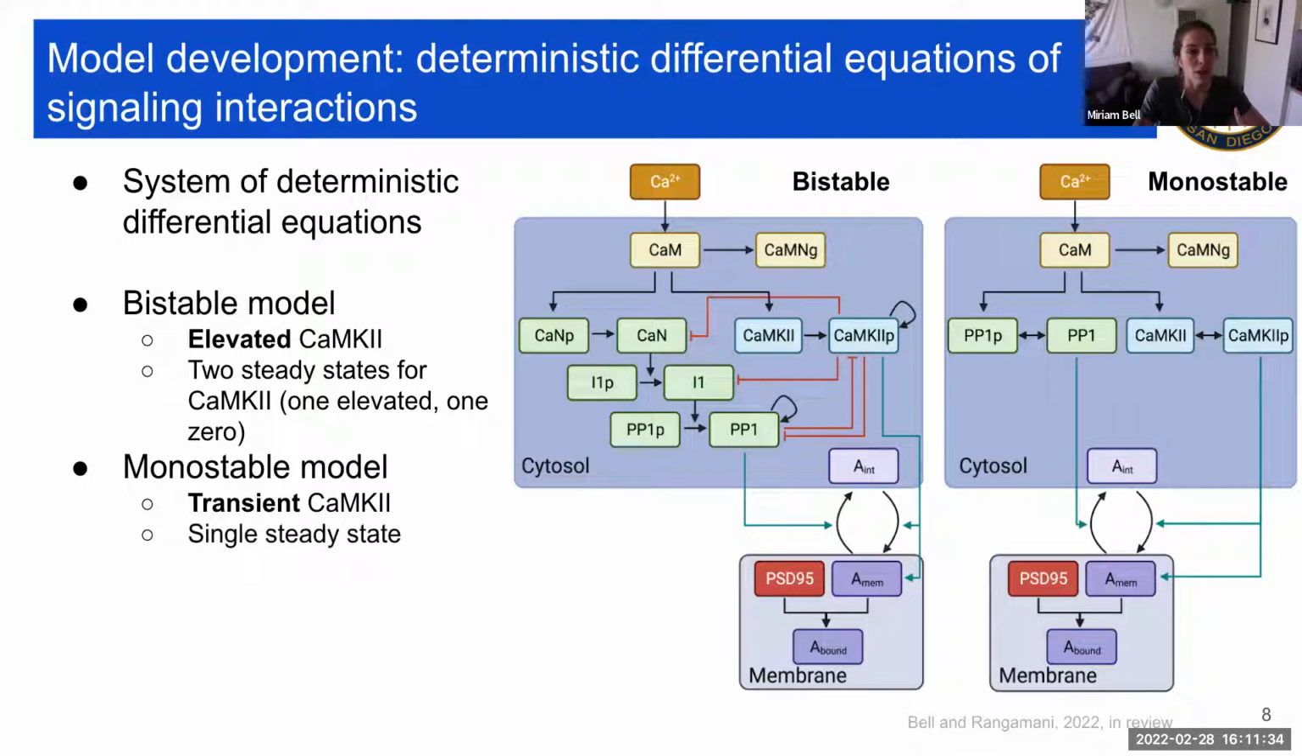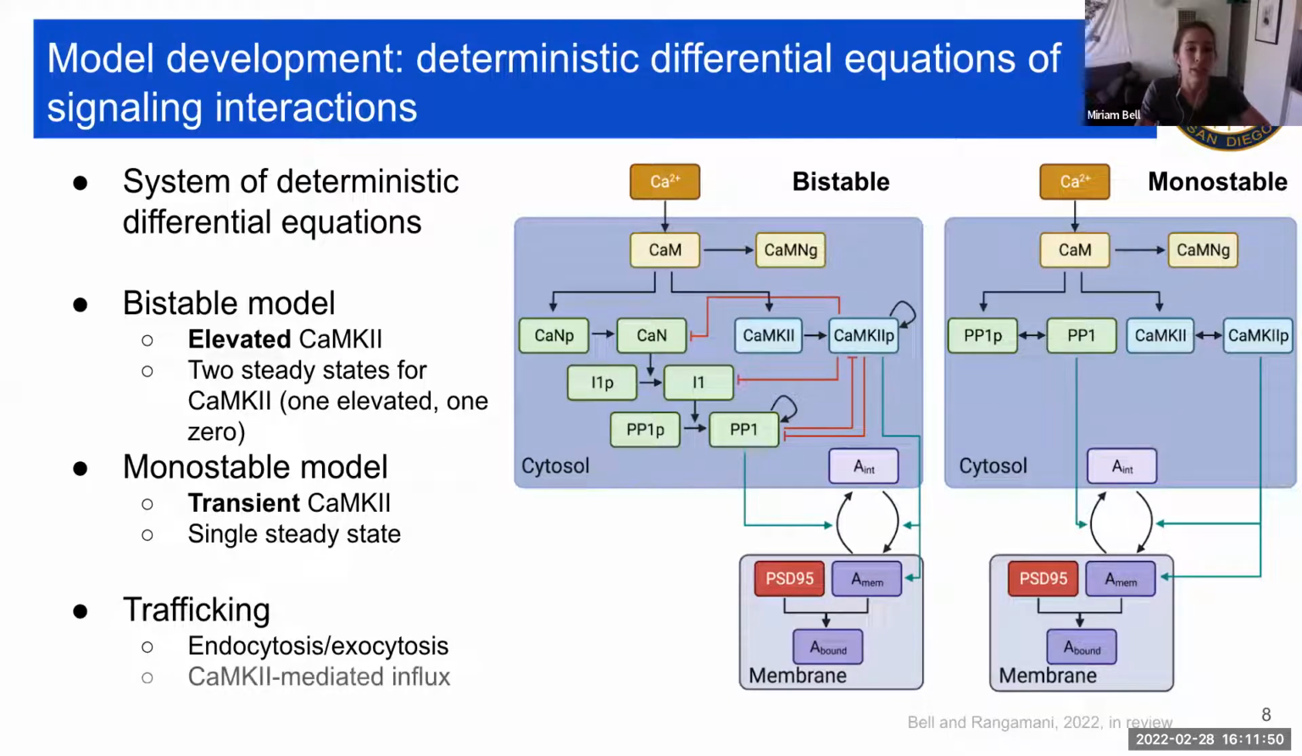Okay, so to address the second open question on AMPAR trafficking, we included two different trafficking modalities here. The first is endo and exocytosis. Endocytosis we determined to be PP1 dependent, and exocytosis is CAMK2 dependent. And then we also included a CAMK2 mediated influx of membrane AMPA. This is to represent that extrasynaptic pool of AMPA that you can have diffuse into the spine. And diffuse here just means that it's a biochemical influx.